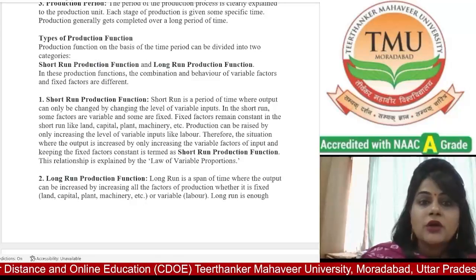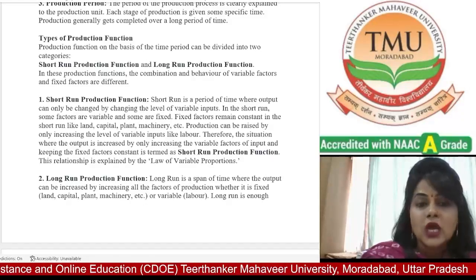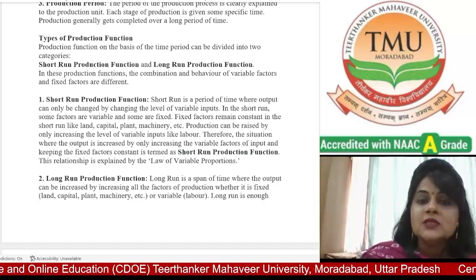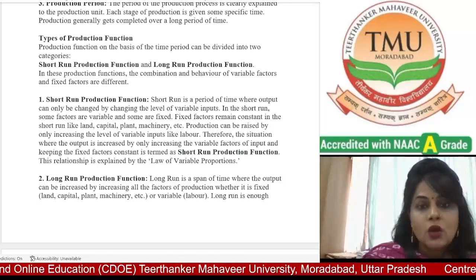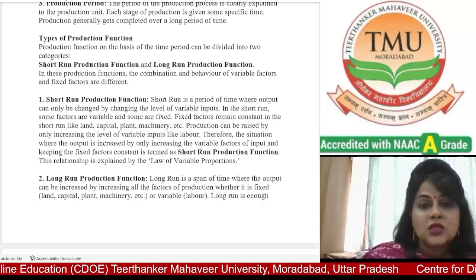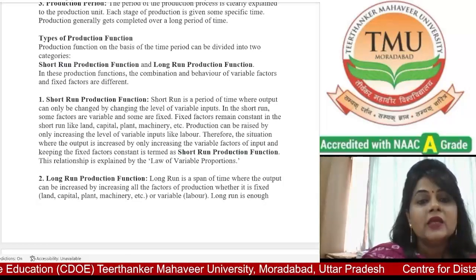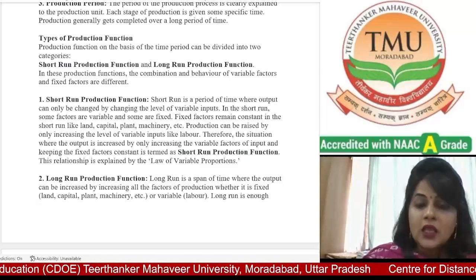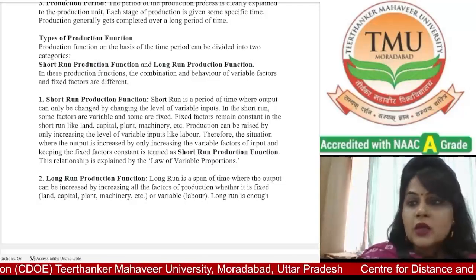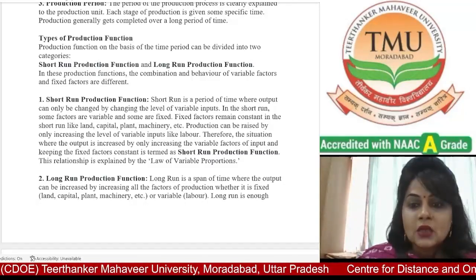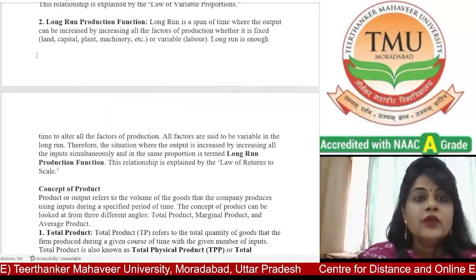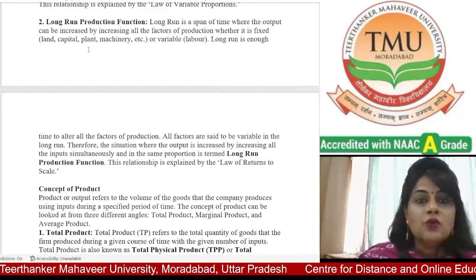The main goal of short run production is to produce the most output possible given the inputs available. To do this, companies must optimize their use of both fixed and variable inputs, while the fixed inputs remain constant. For example, a company might increase the number of workers they hire while keeping the number of machines constant. Hope, students, you understood well what the short run production function is. Now we discuss the long run production function.